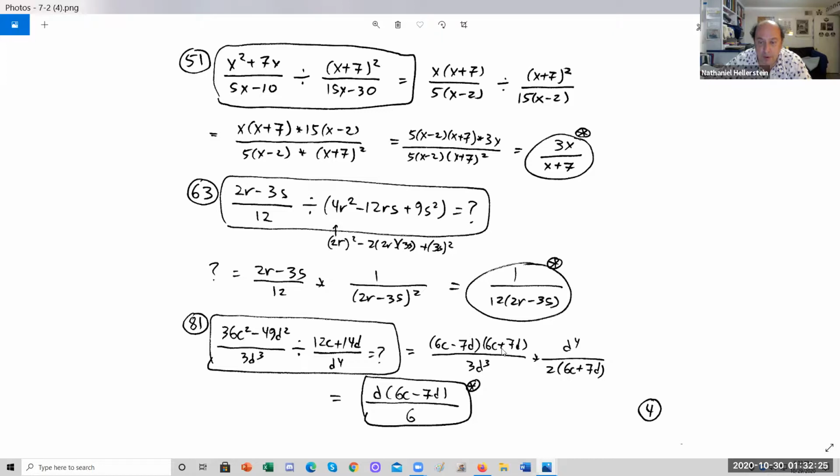All right, the 6c plus 7d goes away. d to the fourth over d cubed cancels, leaving a d in the numerator. And we're left with d times (6c minus 7d) all over 6.